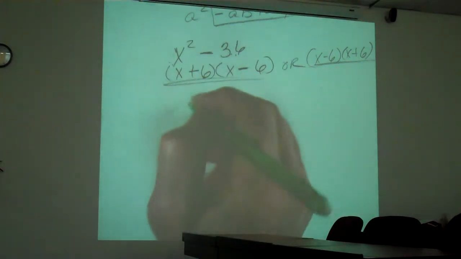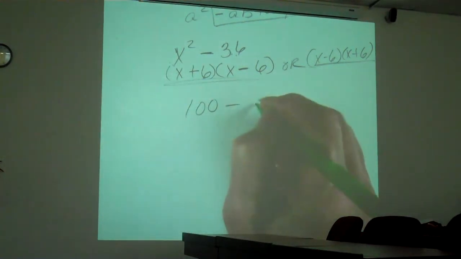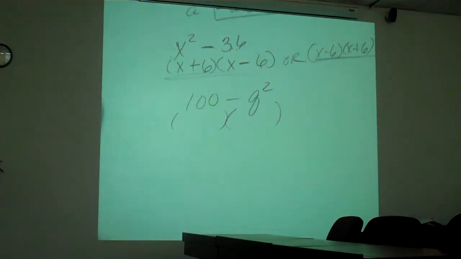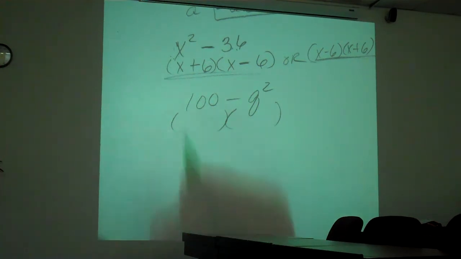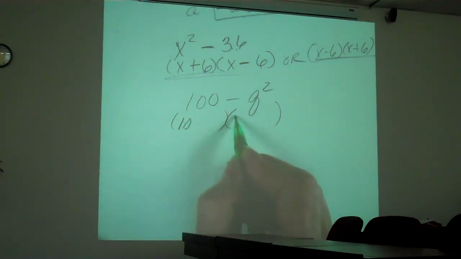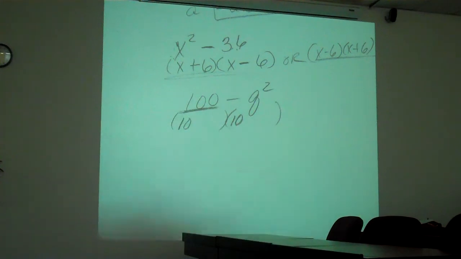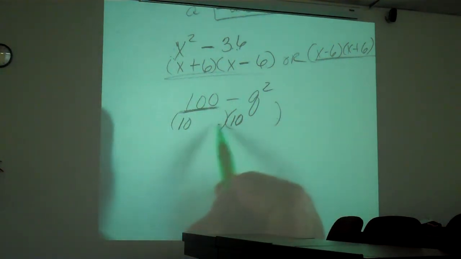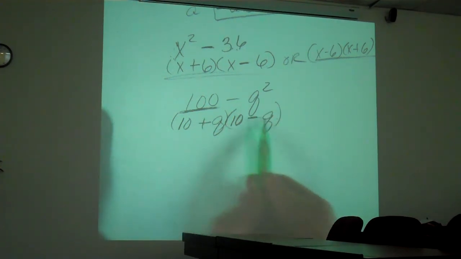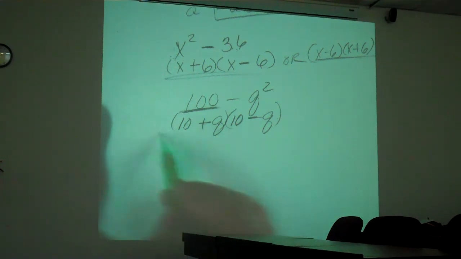How about 100 minus q squared? What are the first terms? 10 and 10. Second terms, q and q. And we need what? A plus and a minus, right?